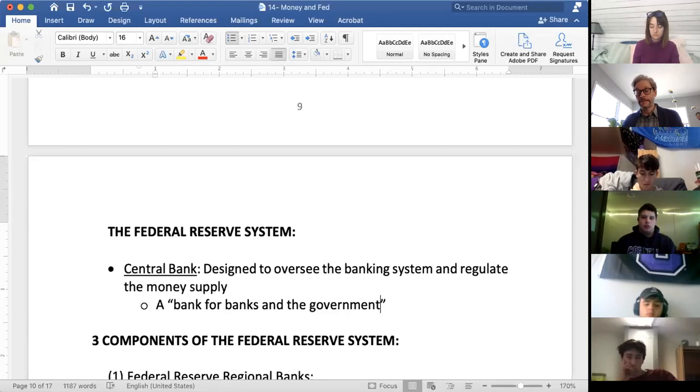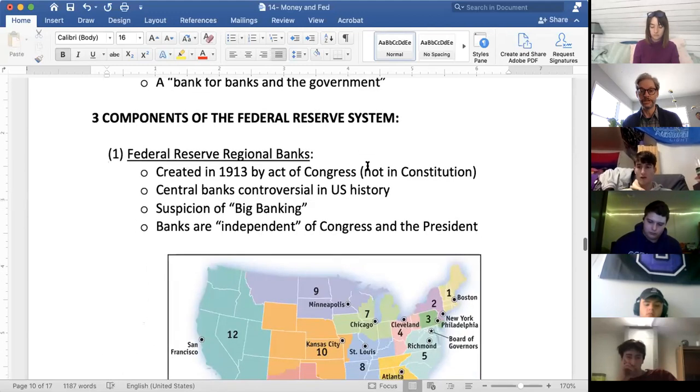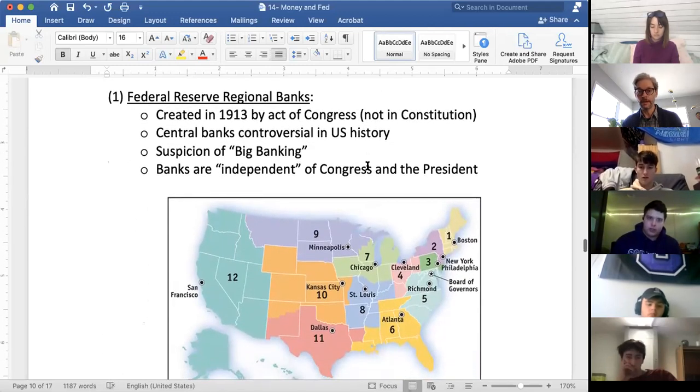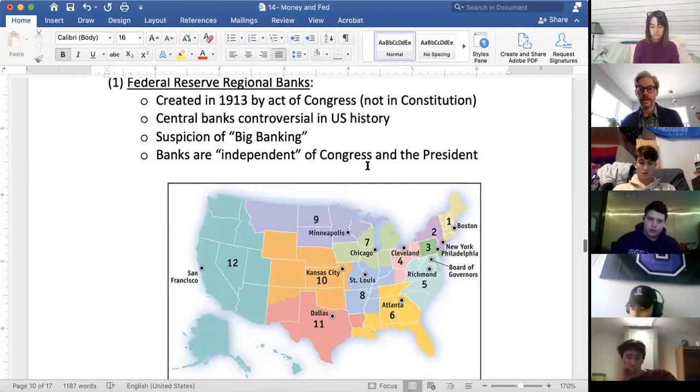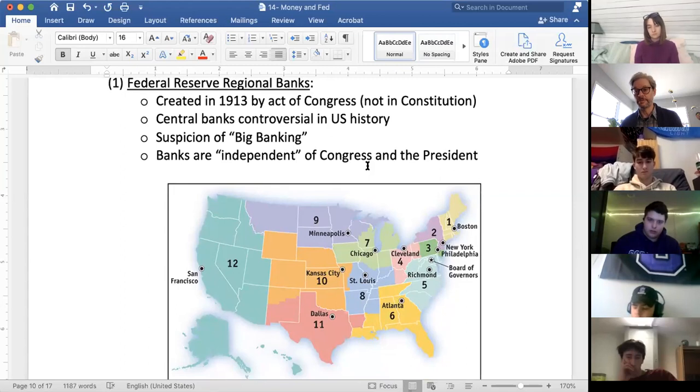So in 1913, the Federal Reserve was set up. The 1913 Federal Reserve Act, which is an act of Congress, not part of the Constitution, created the Federal Reserve. And this was basically a system of 12 regional banks.